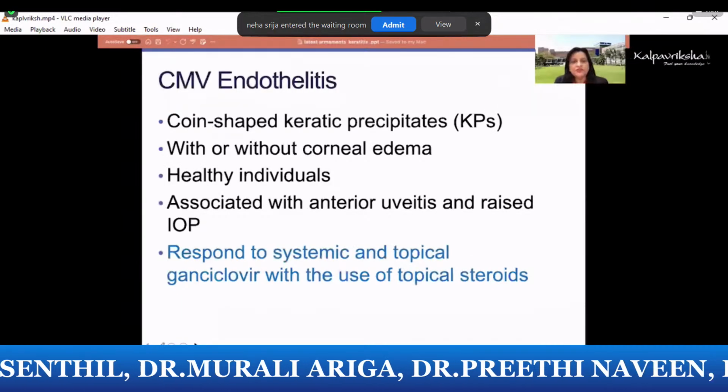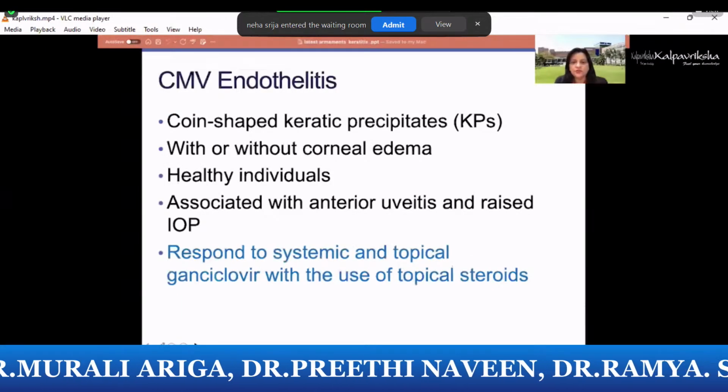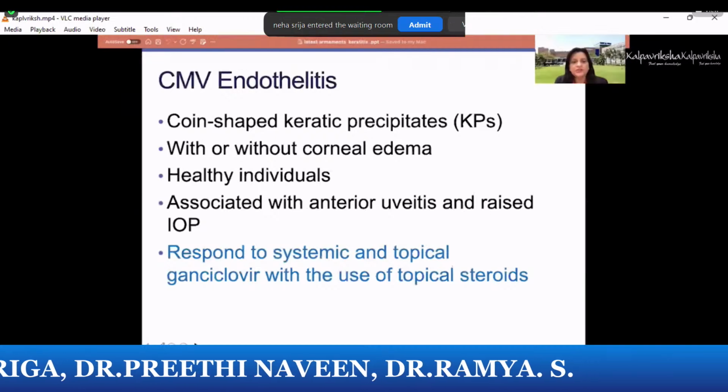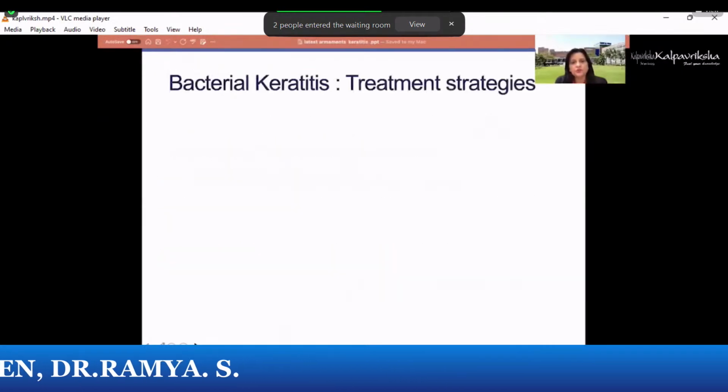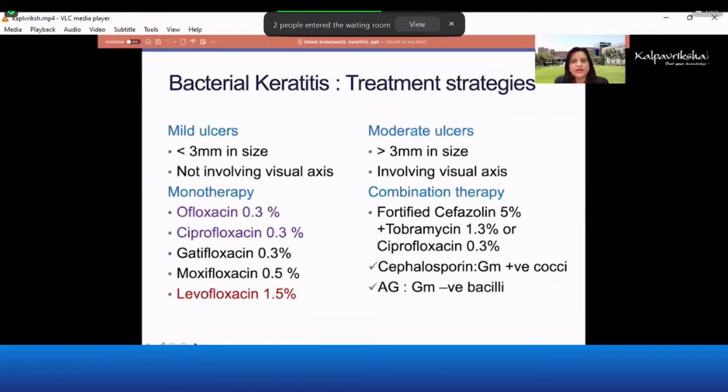And for CMV endotheliitis, again, it should be diagnosed more frequently. We often miss it, but it responds to systemic and topical ganciclovir with the use of topical steroids. As far as bacterial keratitis is concerned, we continue to give fluoroquinolones.